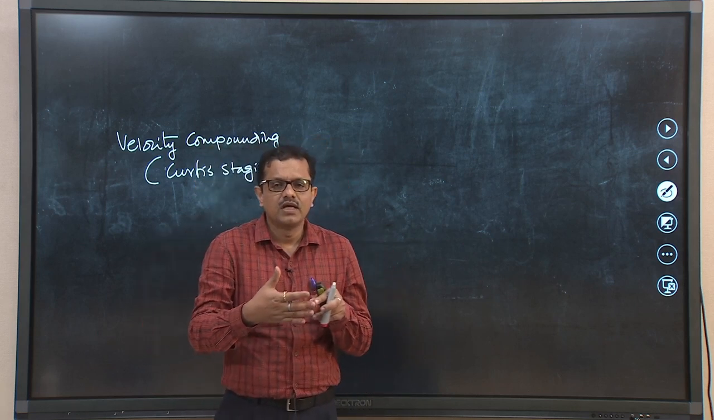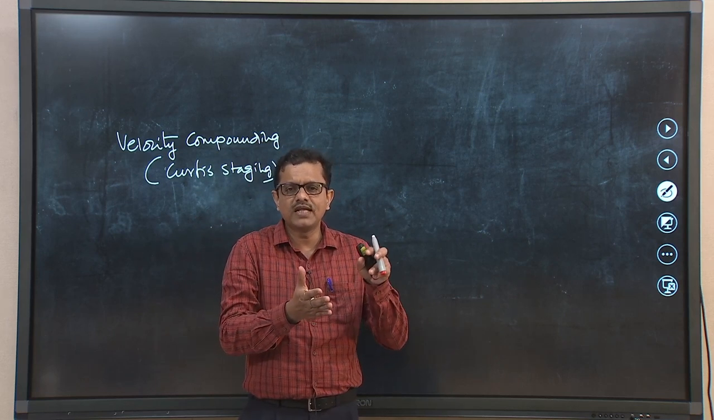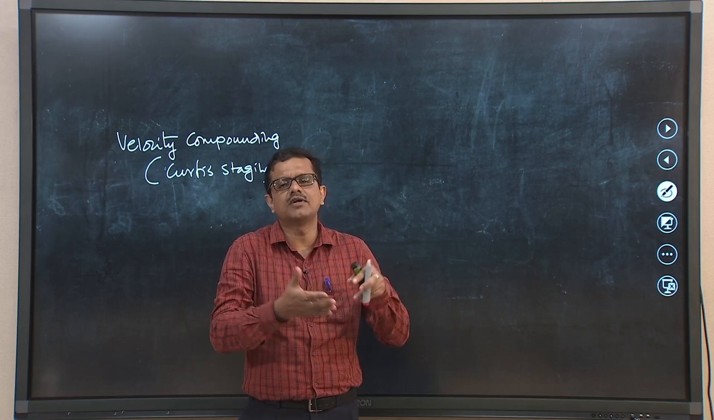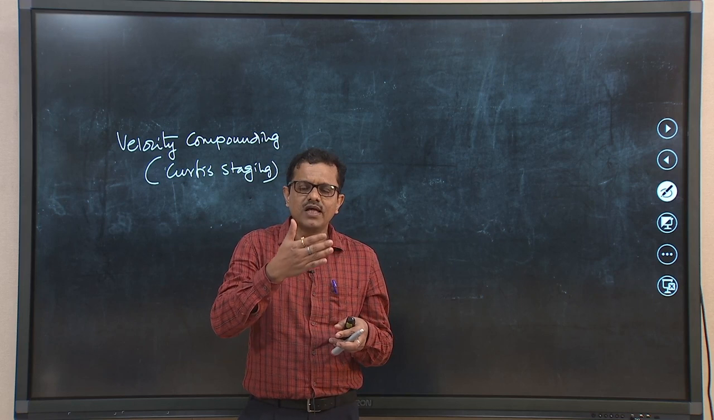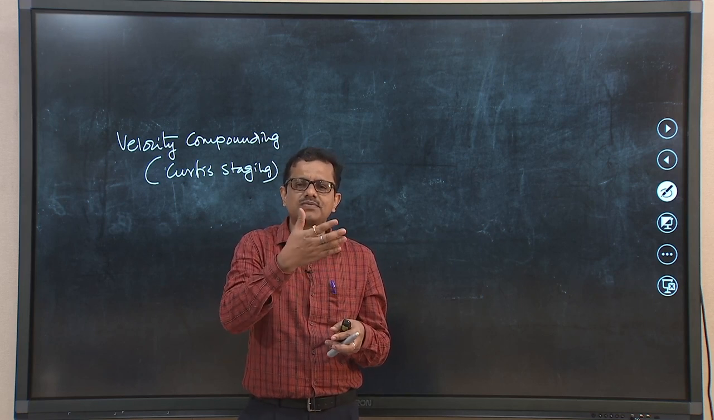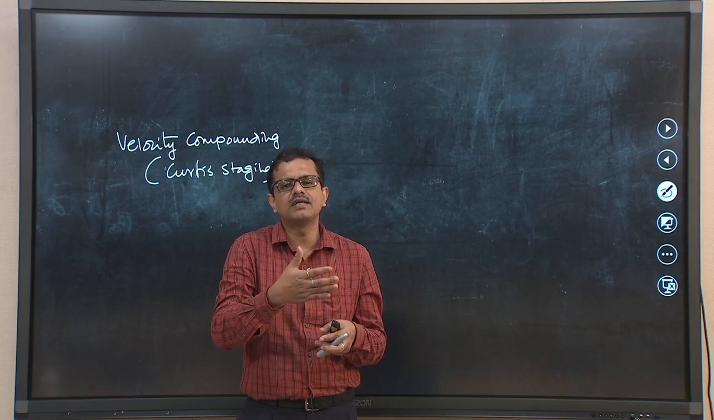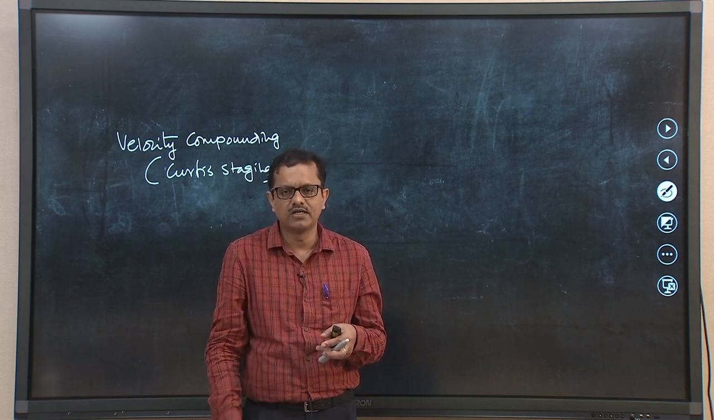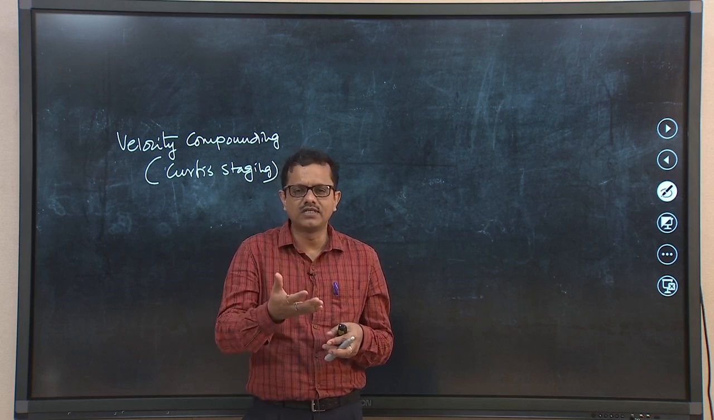So, instead of using the total kinetic energy in a single row, it would be again convenient, and we can also eliminate all this problem if we can utilize that kinetic energy in a number of stages. So, we are now trying to utilize that high velocity of steam, but not in a single row of blades, but in multiple rows of blades. That means, we are now trying to have compounding of velocity.